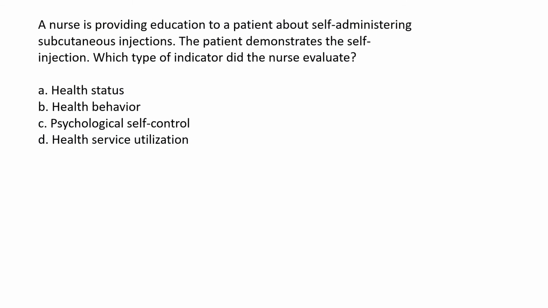A nurse is providing education to a patient about self-administering subcutaneous injections. The patient demonstrates the self-injection. Which type of indicator did the nurse evaluate? A. Health status. B. Health behavior. C. Psychological self-control. D. Health service utilization.